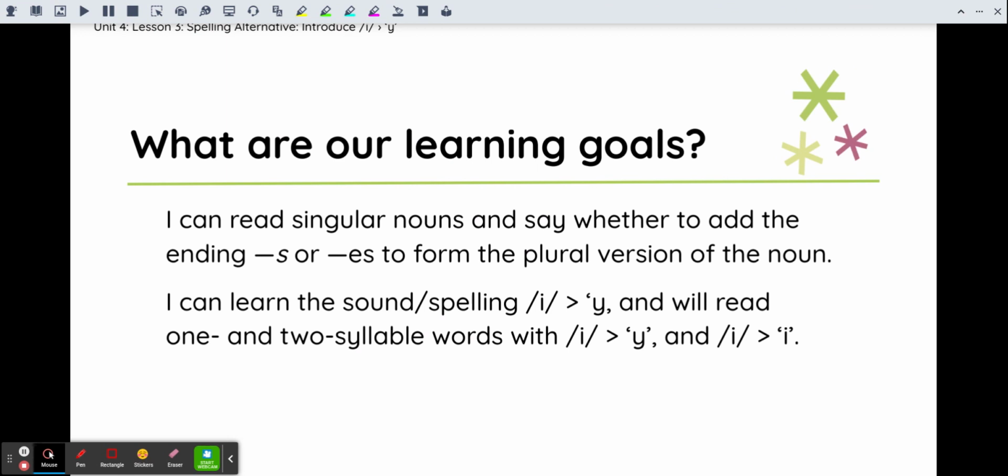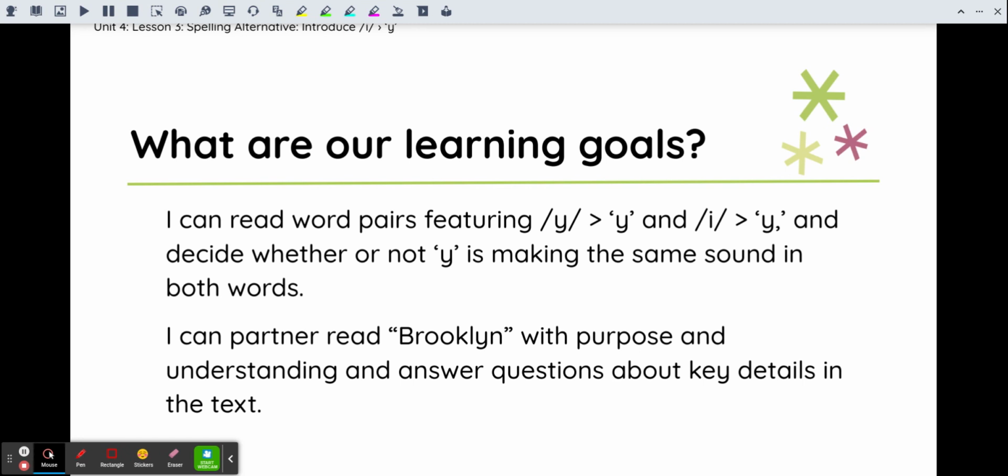I can read singular nouns and say whether to add the ending S or ES to form the plural version of the noun. I can learn the sound spelling I spelled with a Y, and we'll read one and two syllable words with I spelled with a Y and I spelled with an I. I can read word pairs featuring Y spelled with a Y and I spelled with a Y and decide whether or not the Y is making the same sound in both words. I can partner read Brooklyn with purpose and understanding and answer questions about key details in the text.